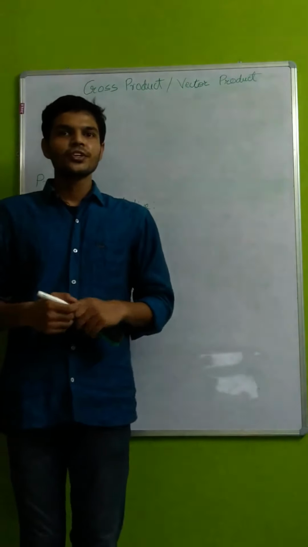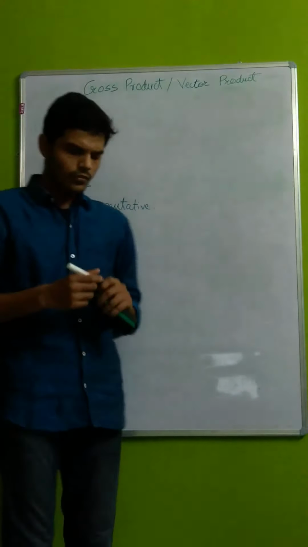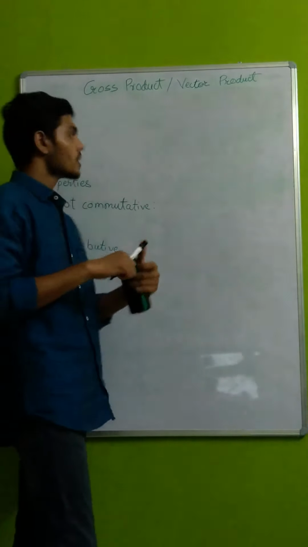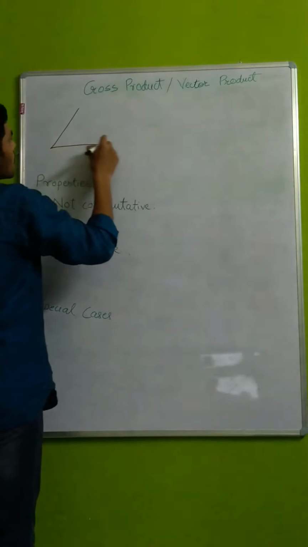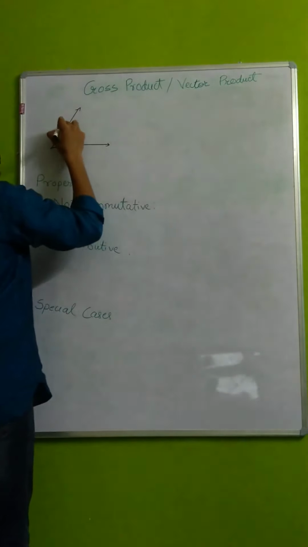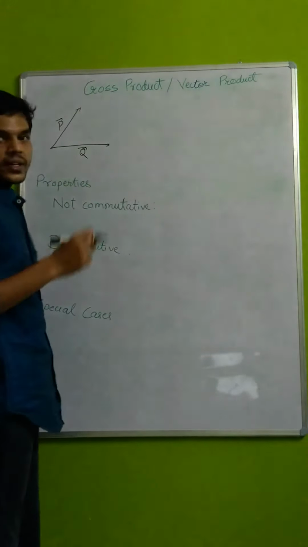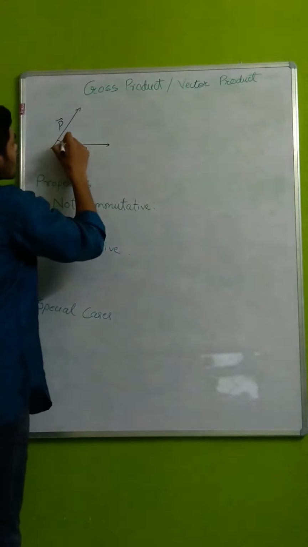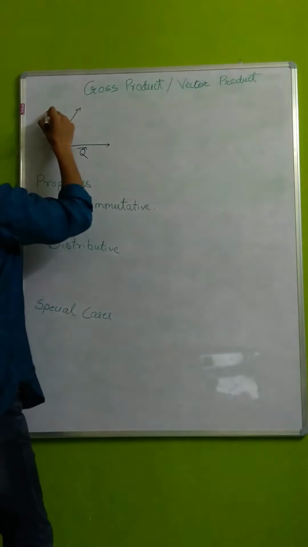Hello. In this video, we are going to see what is cross product or vector product. So, vector product is basically, if there are two vectors P and Q, then vector product is the product of perpendicular components.